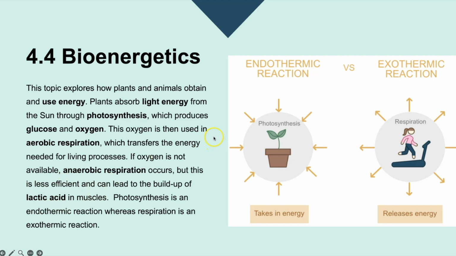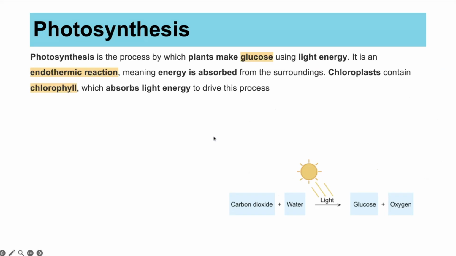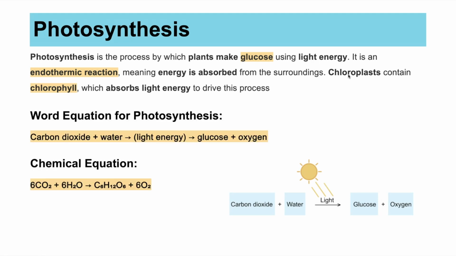So let's get into the main content, starting with photosynthesis. This is a process by which plants make glucose using light energy. And because they're taking in energy, that is why it's an endothermic reaction, meaning energy is absorbed from the surroundings. And the way it can take in energy is, in the cells there are organelles or subcellular structures known as chloroplasts, and these contain a green pigment called chlorophyll, which is able to absorb the light energy.